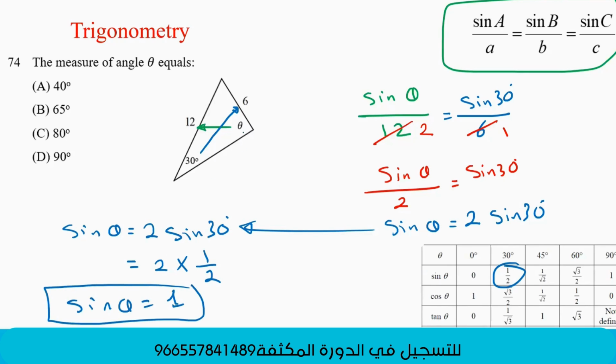But I'm looking for theta. I'm looking only for the angle. So when is sine theta 1? 90, isn't it? This means theta is 90 degrees.